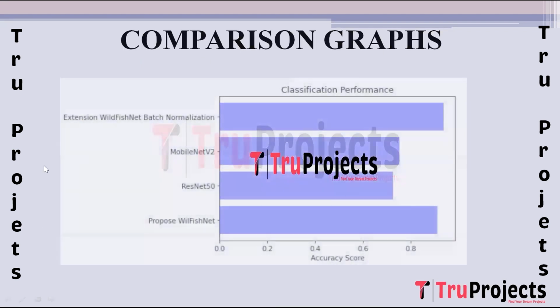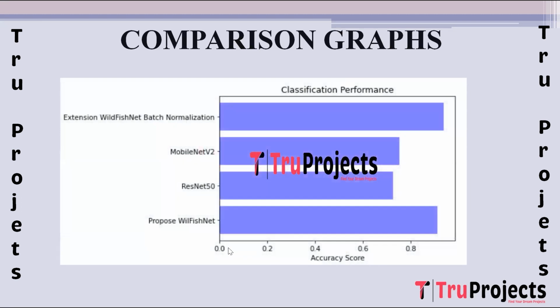Comparison graph. This is the accuracy comparison graph. On the x-axis we have the accuracy score and on the y-axis we have the algorithm name. And from this graph we can say that the extension WildFishNet batch normalization performs well. Accuracy is a measure of the overall correctness of a classification model. It calculates the ratio of correctly predicted instances, both true positives and true negatives, to the total number of instances.